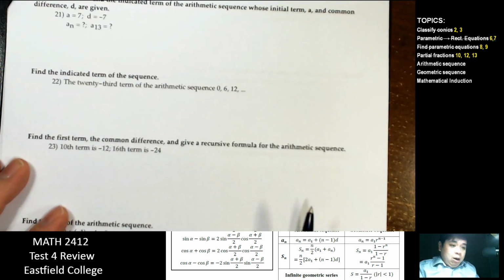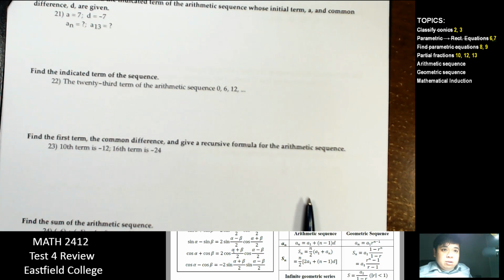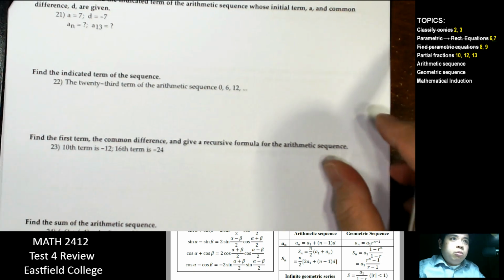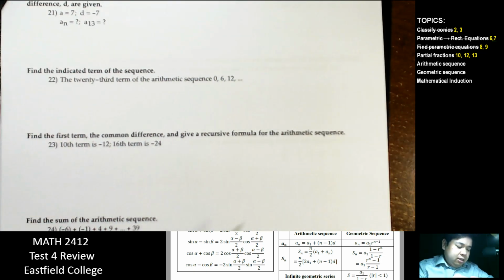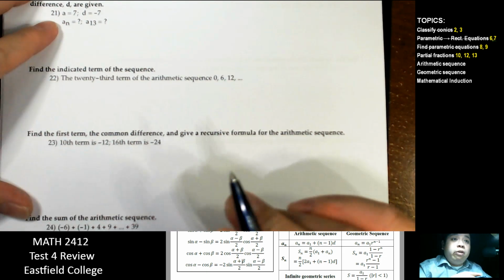Right. Now on to arithmetic sequence and geometric sequence. The formulas are over there. Let me change that a little. Yeah, that is better. Now, that we cover pretty much everything there. Right. So very straightforward.